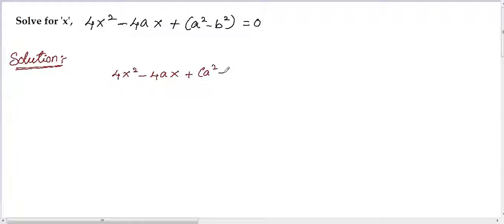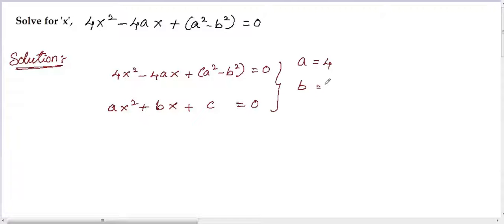The given expression is in the form of a quadratic equation, which is ax square plus bx plus c equals 0, where a equals 4, b equals minus 4a, and c equals a square minus b square. Now use the quadratic formula and find the values of x.